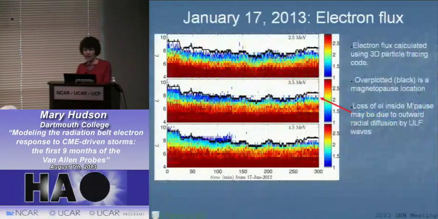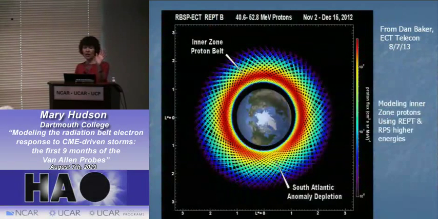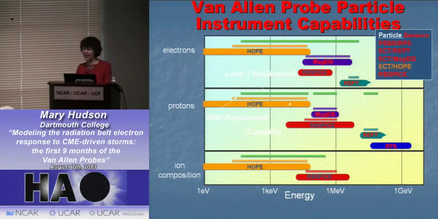Okay, so I think I'm out of time. Another talk, another day. There's a whole other story associated with the proton measurements on Van Allen probes. I got this figure from Dan Baker just today on the telecon. This shows the energy ranges up to a GeV in proton energies, and down to plasmasphere energies by the HOPE instrument, which is the third component of ECT.